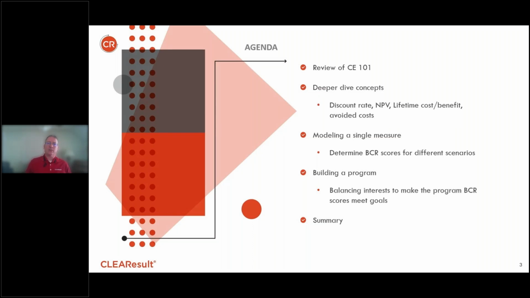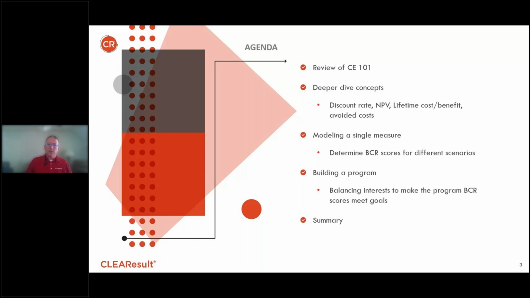And then we're going to take a deeper dive on some of these financial concepts: discount rate, net present value, lifetime cost and benefits, avoided cost. And then we're actually going to get real nerdy about it, go into my engineer mode, and I'm going to pull up an Excel spreadsheet that has an actual model of what happens with these inputs as we change them. We'll start with a measure, and then we'll go into building a program. If we have multiple measures that interact with each other inside a program or inside a portfolio, how do we build that to get us the target scores that we need in our cost effectiveness testing? And then we'll have a summary and time for questions at the end.